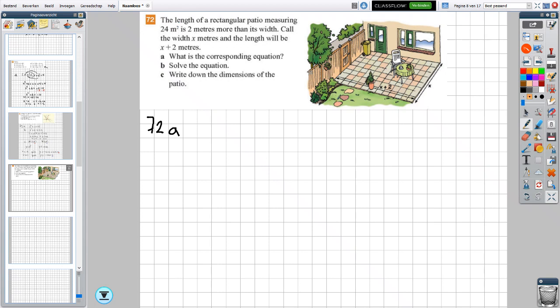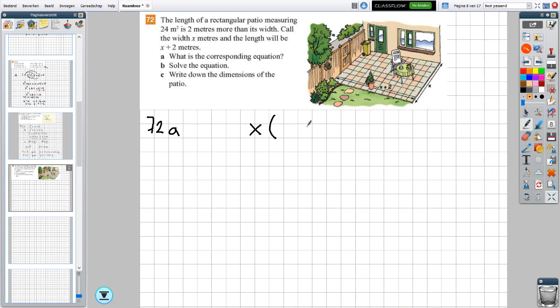What is the corresponding equation? Well, they give us an area and they give us the length and the width of something, right? So normally you can say, yeah, length times width equals area for a rectangle, right? So here, length and width can be multiplied to find the area, which is given.